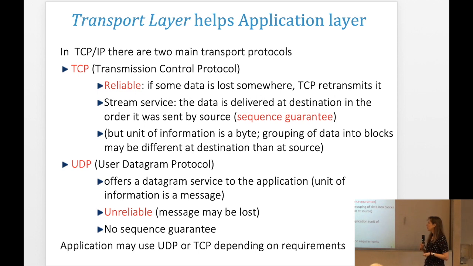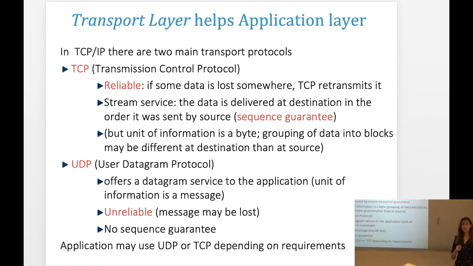So we say that it offers a stream service because it transforms really the messages into a stream of bytes. If you send many files, for instance, it will send a whole stream of bytes with many files, and the destination needs to understand which bytes belong to which document, which file. So we say that the unit of information is a byte.